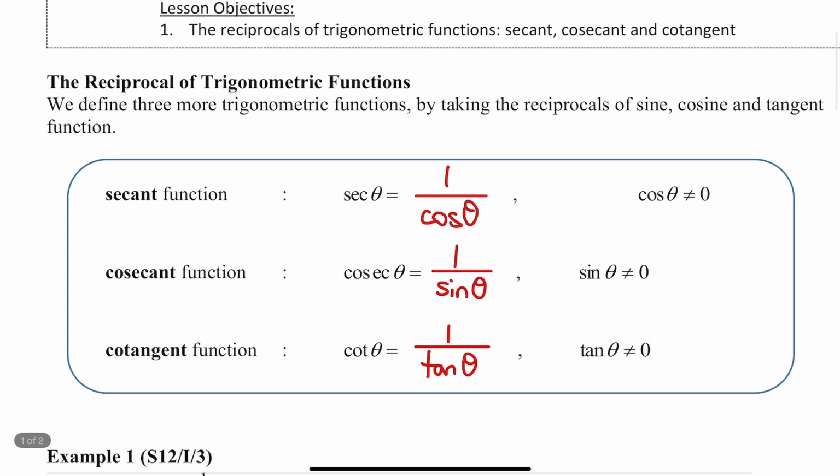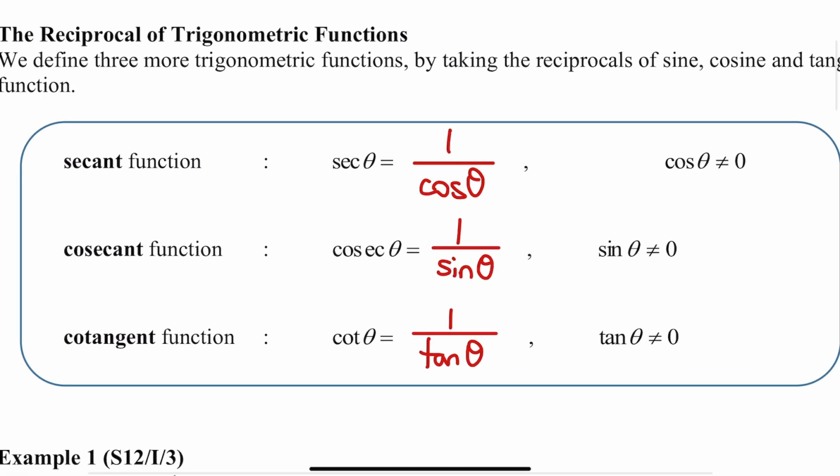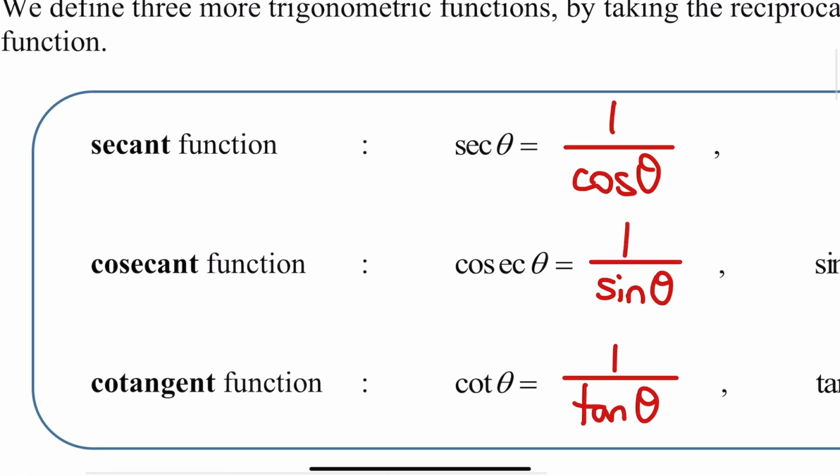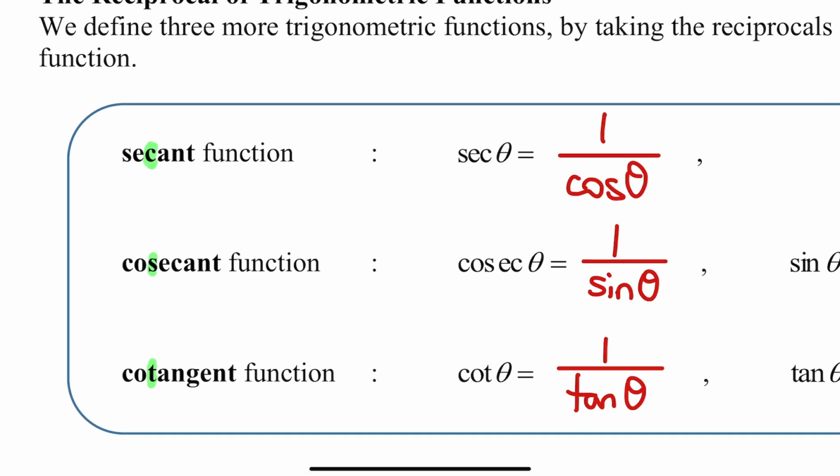Alright, so you might wonder, how do I remember? Secant is cosine, cosecant is sine, etc. Always remember, we always look at the third letter for cosecant, secant, and cotangent. For secant, the third letter is C, so this is 1 over cosine theta. For cosecant, the third letter is S, so I get 1 over sine theta. And for cotangent, the third letter is T, so it is 1 over tangent theta. So always remember, you can write this down as well. Look at the third letter to help you remember better.